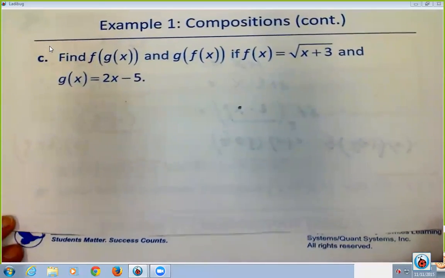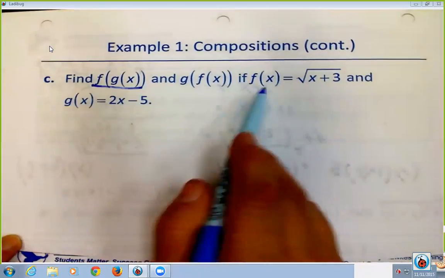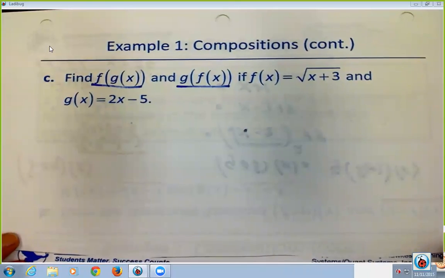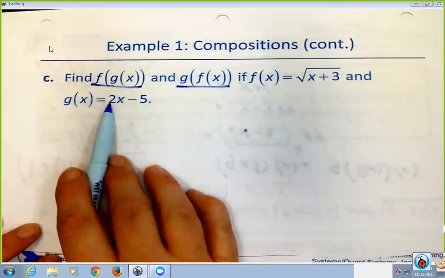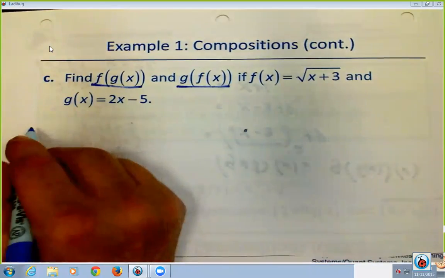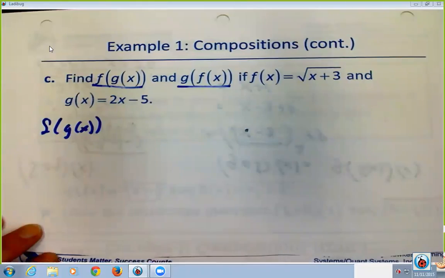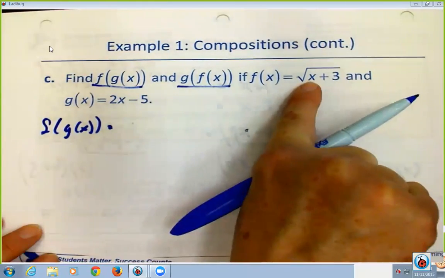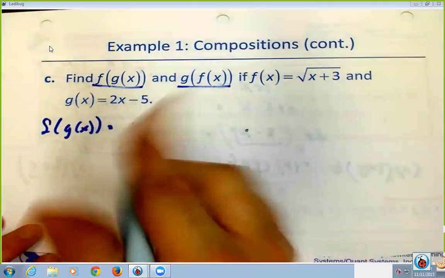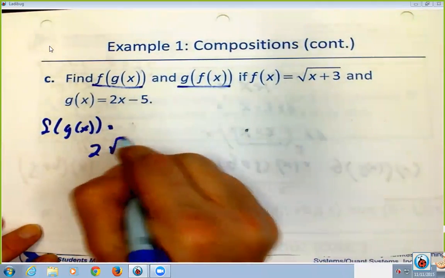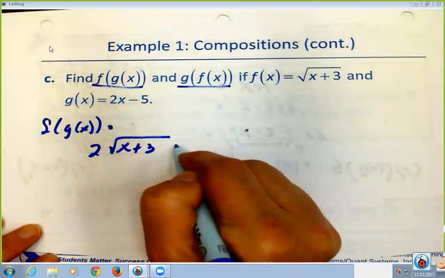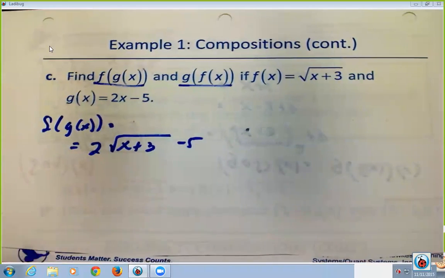And one more. They're giving you the other way of looking at these, but it still means the exact same thing. So this means I will replace x with 2x minus 5. So if I'm doing f, that one, I'm going to replace this x here with that whole thing. So I'll have 2 times the square root of x plus 3 minus 5. And that one, I can't combine anything with it. So there's no pieces I can work with this one.